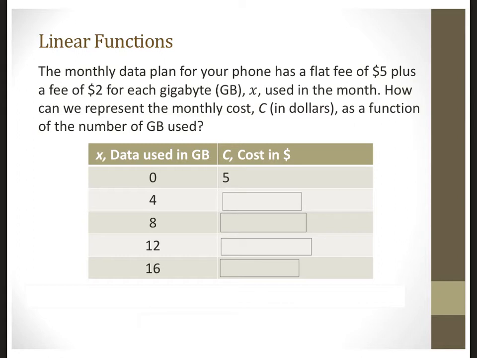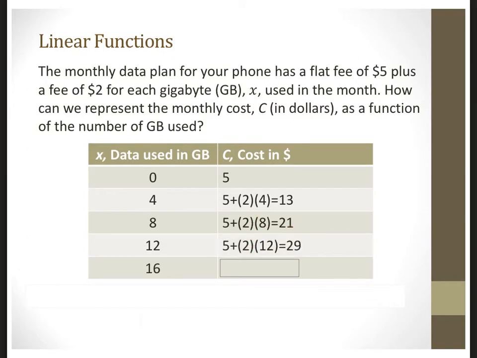So for example, if x were equal to 4, then I would take the $5 flat fee and then say for each gigabyte that I use, I get charged $2. So if I use 4 gigabytes, I'm going to get charged $2 for each of those. So I would add this $8 in variable costs to the $5 in fixed costs to get $13 cost. And we would calculate the others similarly. So if I had 8 gigabytes used, I take my flat fee, $5, add to it my variable fee depending on the gigabytes, and that gives me my total cost.